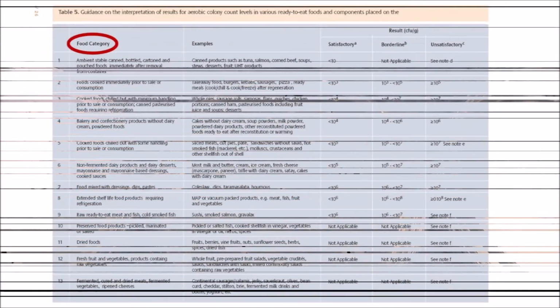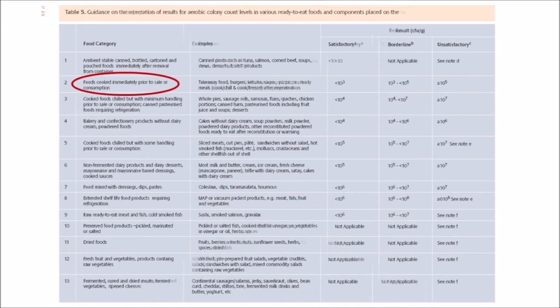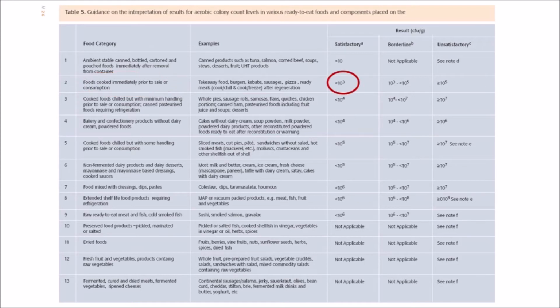First, select the food category for the sample tested. Now compare the results from the analysis to the count presented in the table corresponding to your food sample. In this demonstration, our food sample falls into the food category 2, that is foods cooked immediately prior to sale or consumption. If the result from our analysis is less than 10 to the power 3 colony forming unit per gram, the food is said to be satisfactory. Therefore, no action is required.